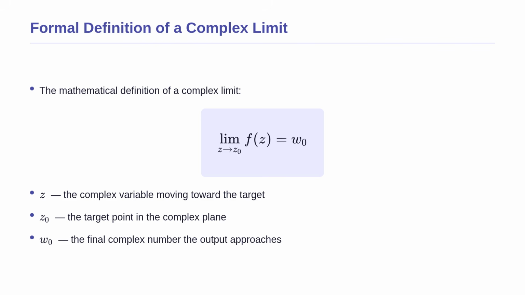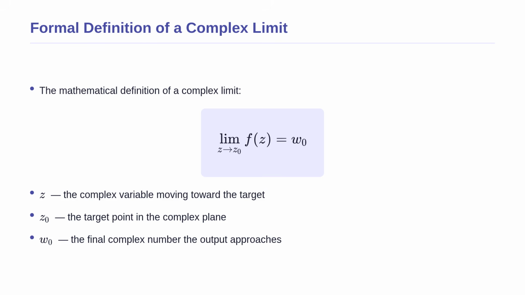Now that we understand the idea of approaching from any direction, let us define this mathematically. We say that the limit of a complex function f of z as z approaches a specific point z0 is equal to a complex number w0. Conceptually, this means that for every tiny distance around our destination w0, there must exist a corresponding small distance around our starting point z0. You control how close the output gets by restricting how far the input can wander.